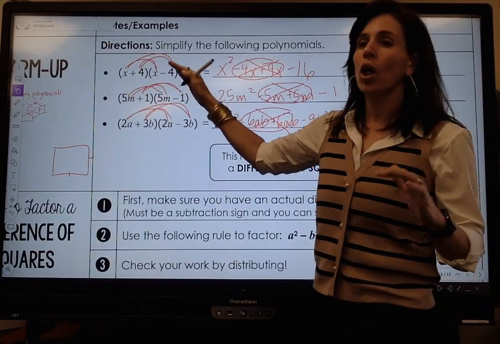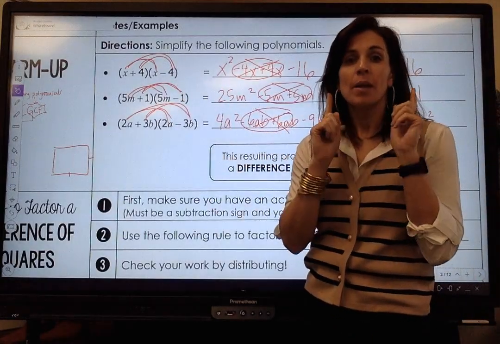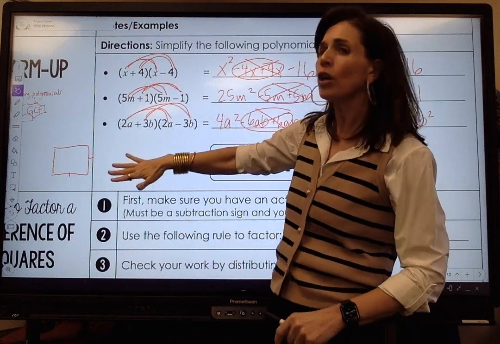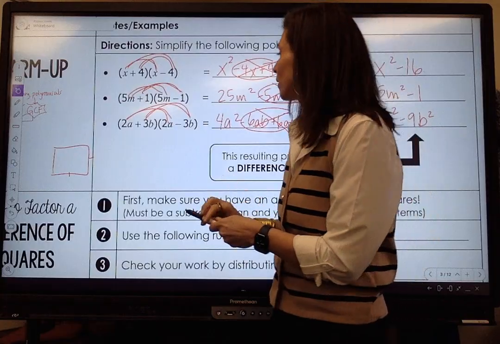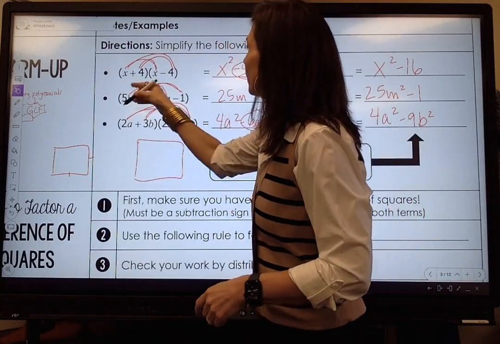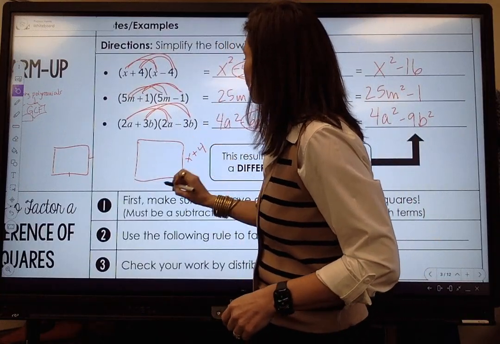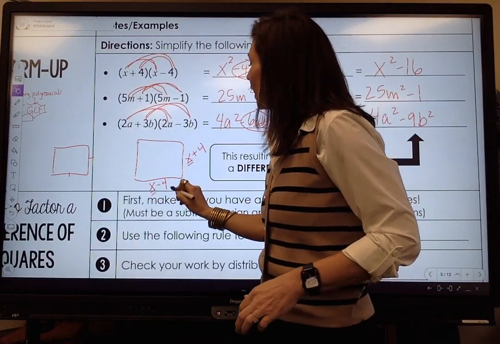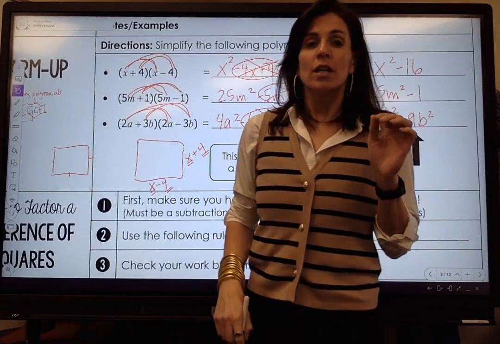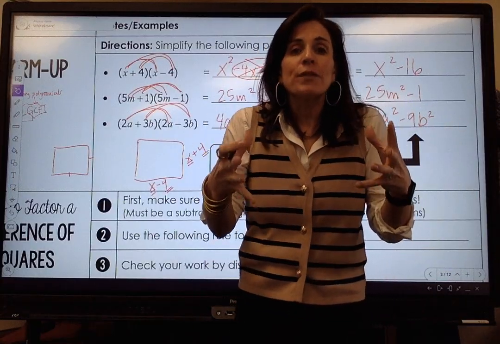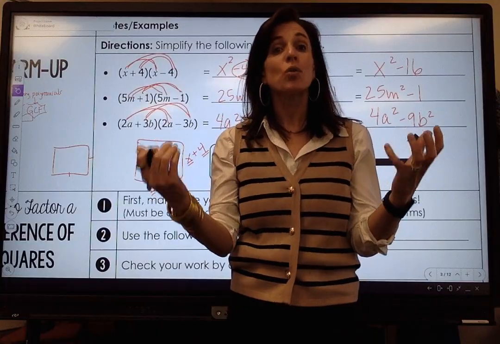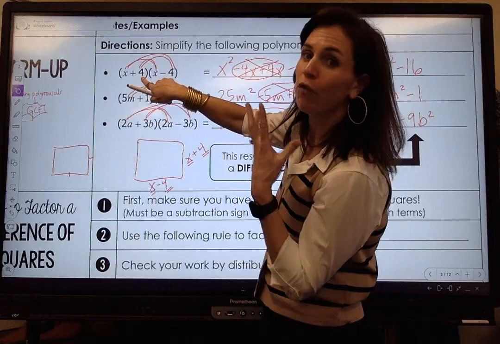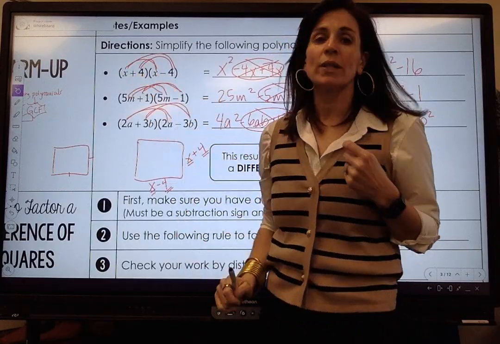Okay, what do all 3 of these guys have in common? These middle terms cancel out. If you look over here, it's almost a square. If you have a square, this side is x plus 4, and this side is x minus 4. So they have the same variable, and then they have opposite integers. So it's difference. Difference of squares means subtraction. Square means same side. So while they have the same variable and the same 4, one's positive and one's negative.